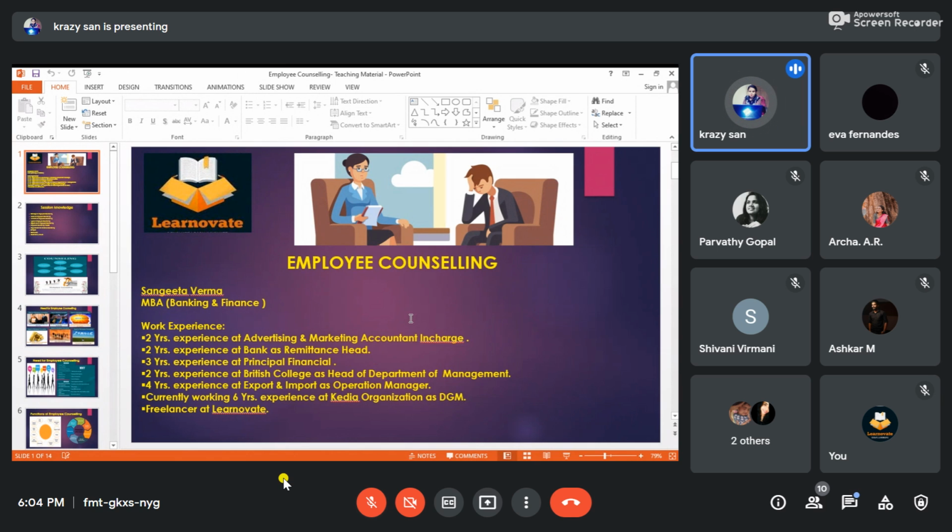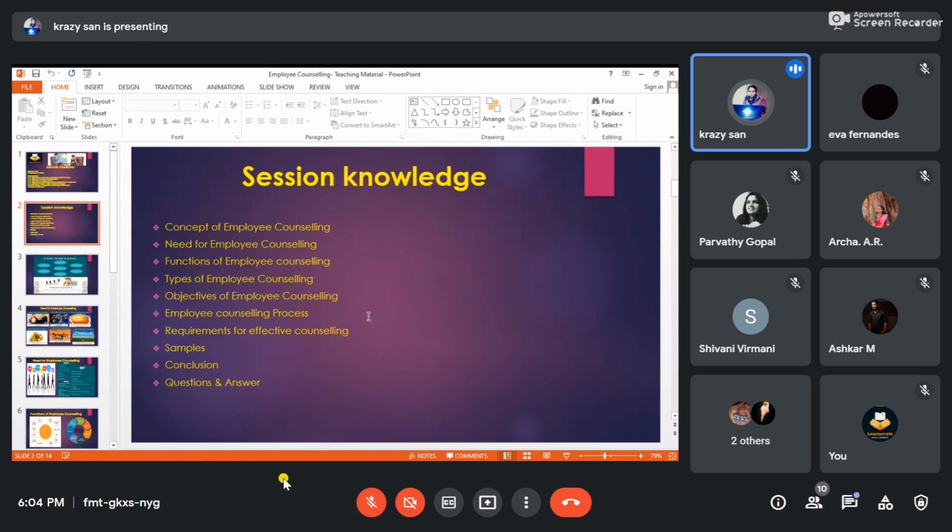Okay, for today's session, the topic is employee counseling. In this, we'll be learning counseling, need for employee counseling, functions of employee counseling, types of employee counseling, objectives, process, and requirements for effective counseling. And this session is very important because counseling is very important.